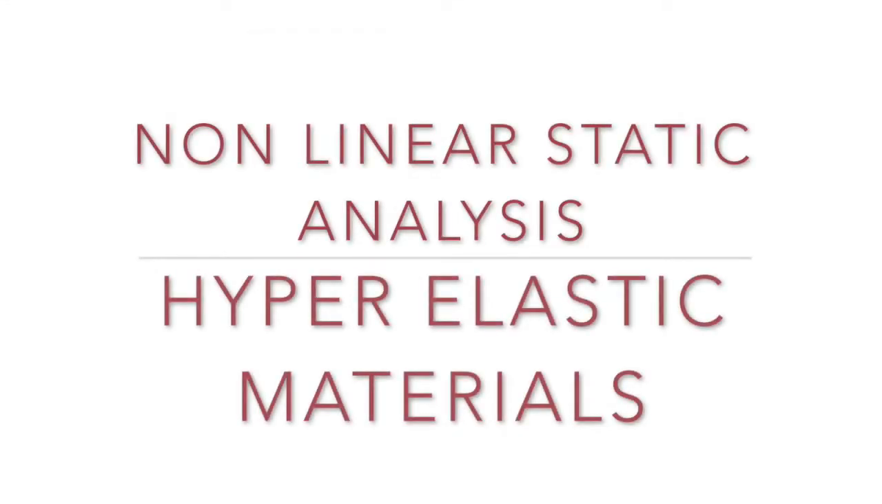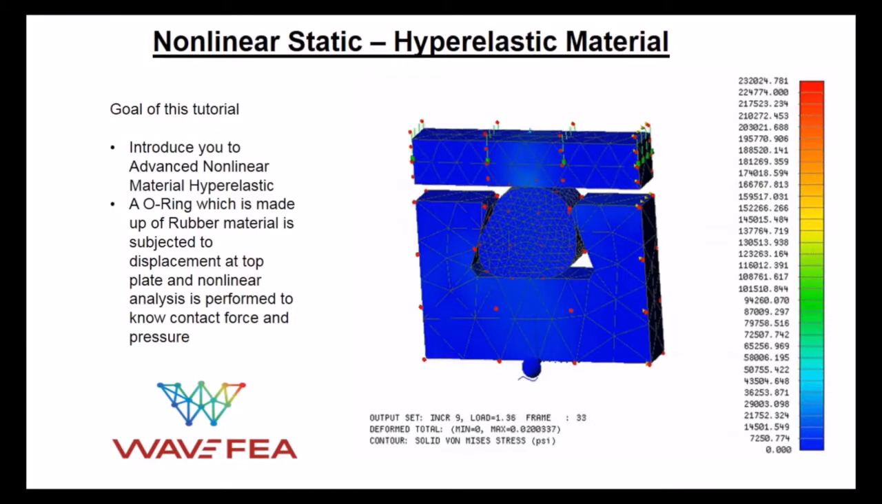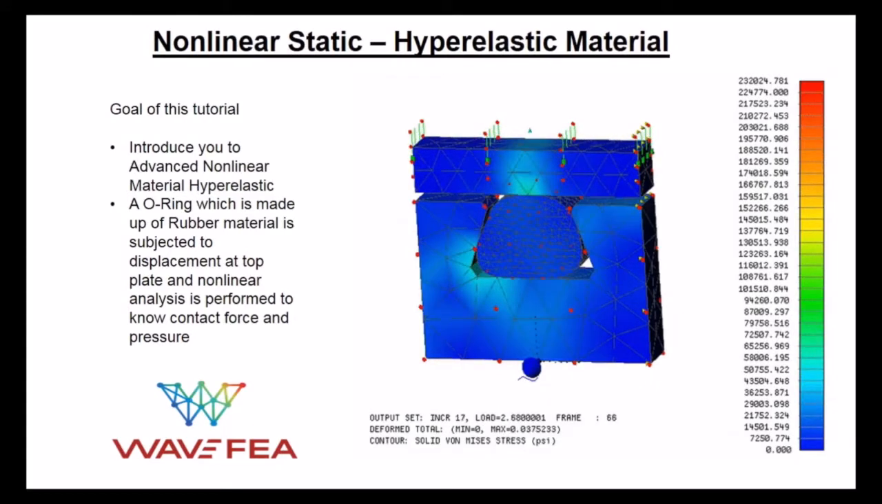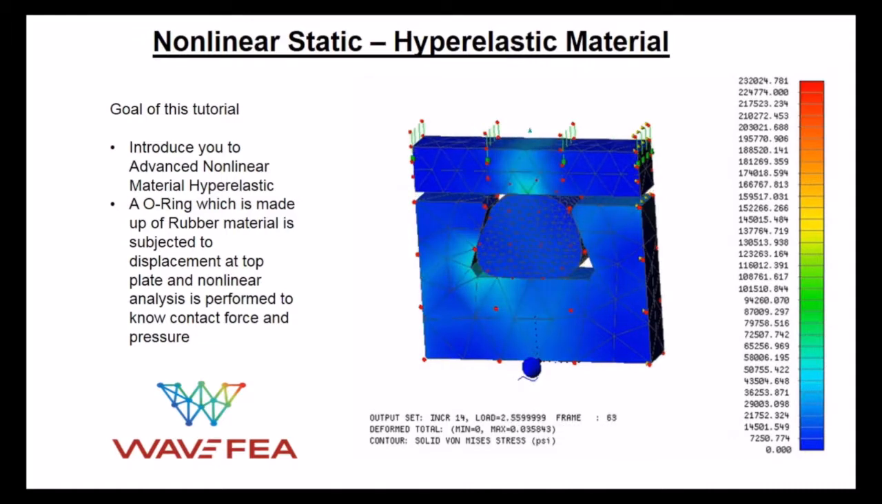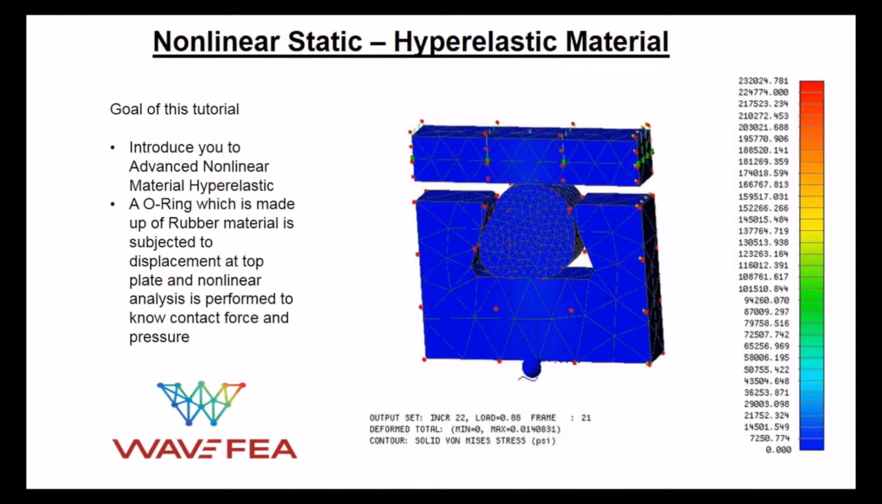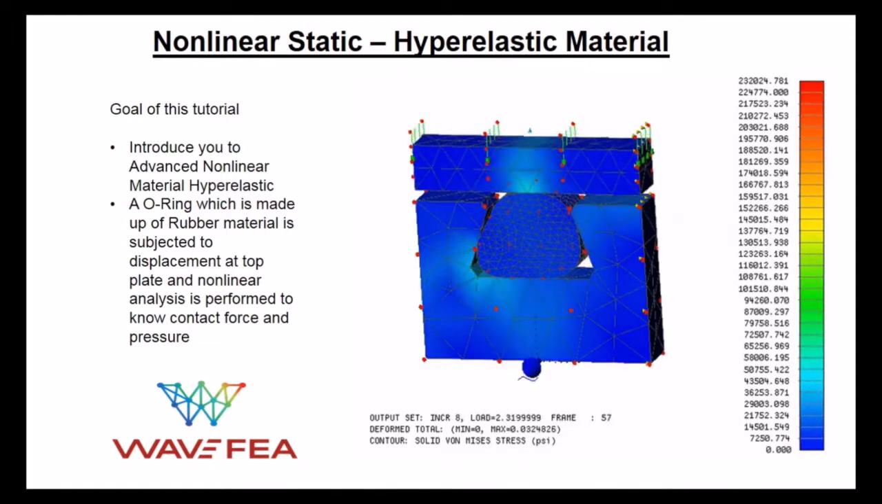This is your host Mac, and today we're going to talk about the method to set up nonlinear static analysis for hyperelastic materials. Let's take an example of rubber, whose stress-strain relationship can be defined as nonlinear elastic, isotropic, incompressible, and generally independent of strain rate.